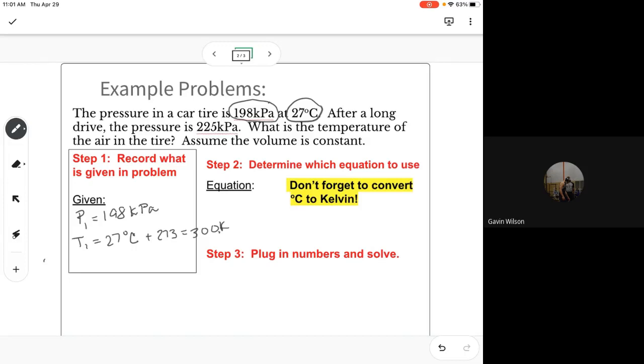Sophia, what else do we know from number 2? So P2 is 225 kPa. That's okay. And we want to know what's the temperature. So we want to know T2. So if we have pressure and temperature, we're going to use Guy-Lussac's law. So we have P1 over T1 is equal to P2 over T2.